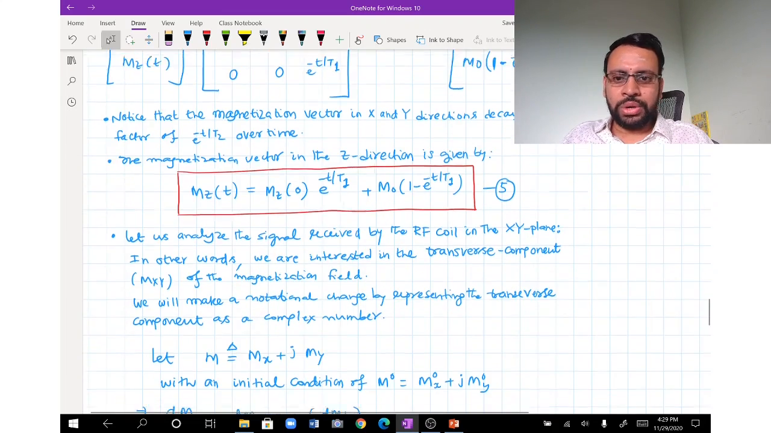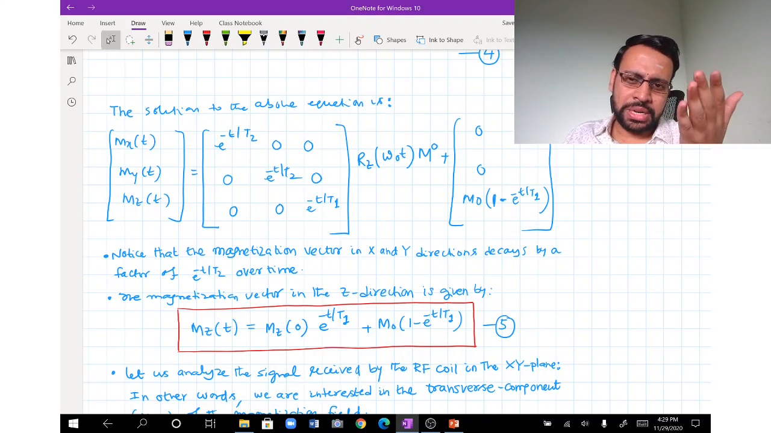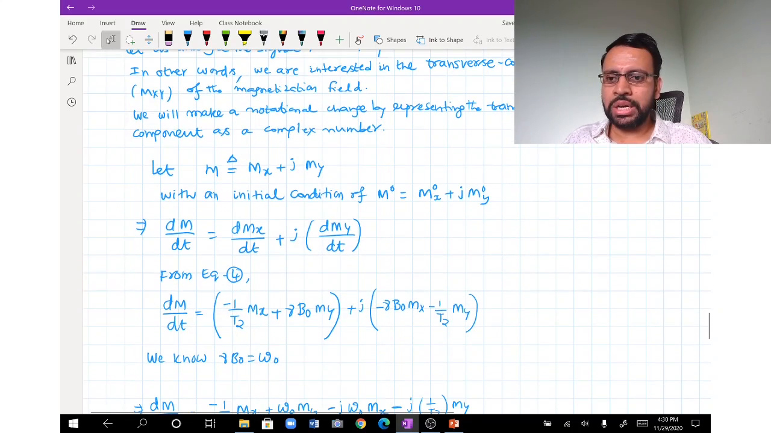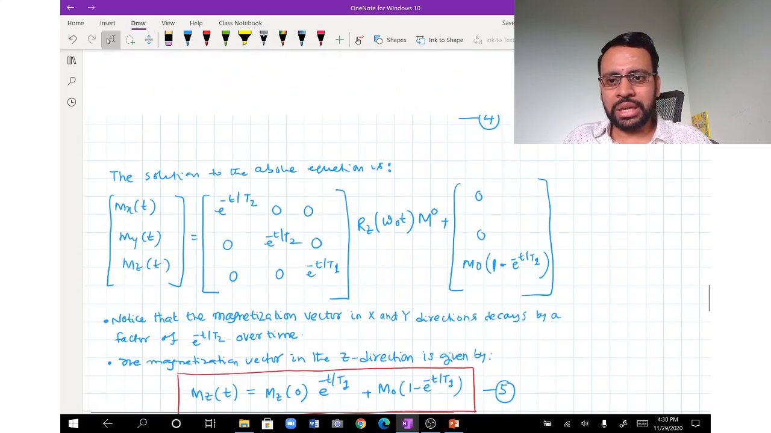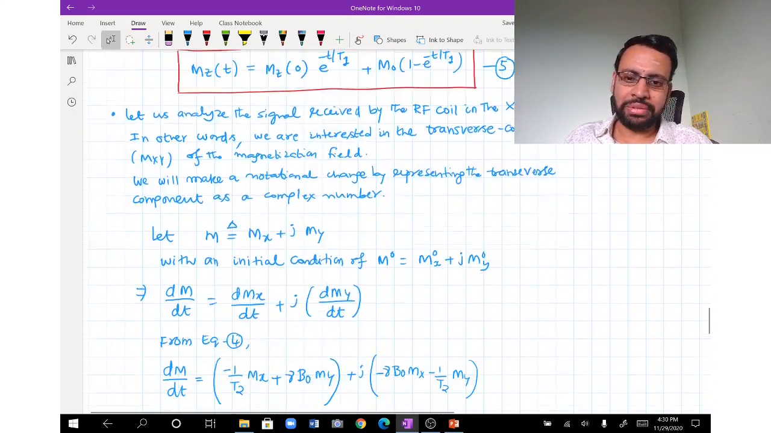Then if you look at the solution in the xy plane, again for the same reasons that we discussed earlier, this Mx of t is dependent on the other component there. So again you write it as a complex number combination of Mx and My. So M equal to, I'm just repeating the same steps, dM by dt equal to this. Now I'm again writing the expression here for dMx by dt and dMy by dt and solving that out.